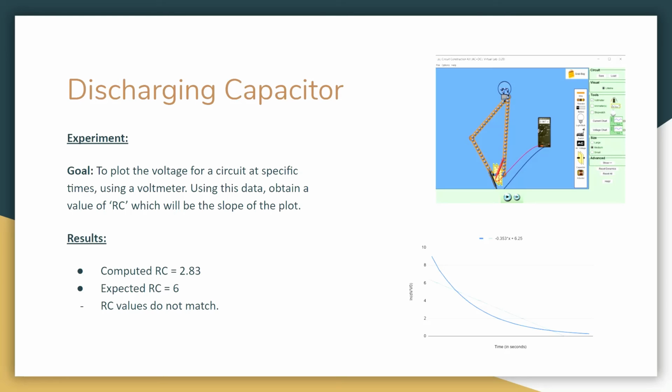But the RC value that I did by hand was supposed to be around 6. And of course, 2.83 and 6 are not the same thing. So for me, at least, I did not get RC values that matched. I'm not too sure if I graphed properly or not, but that is what I got.